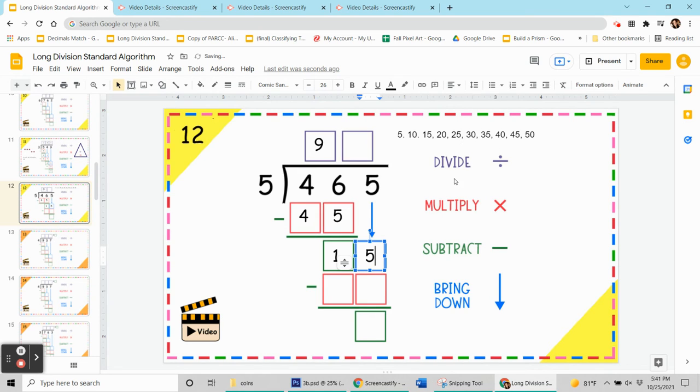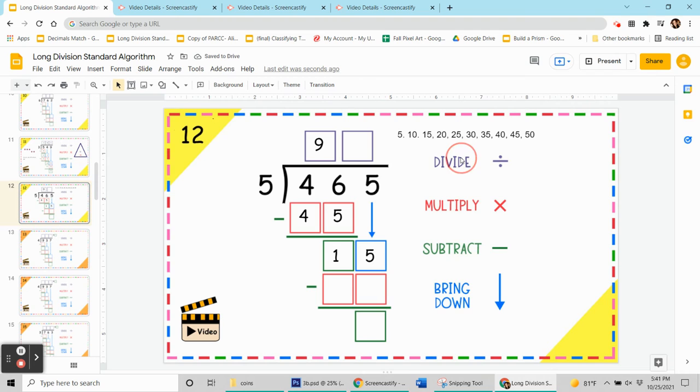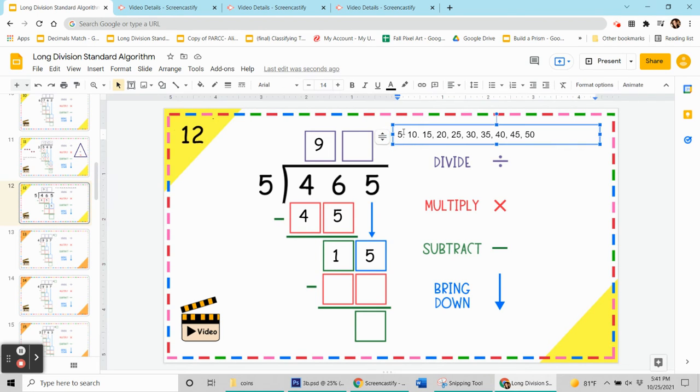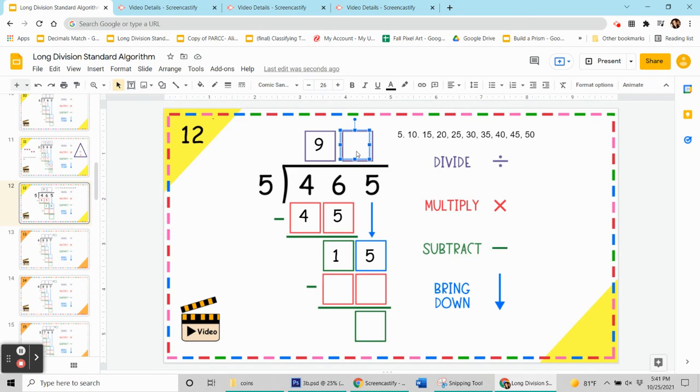So next step is to divide. And we're saying how many times does 5 fit into 15? Or what is 15 divided by 5? Or how many times can you skip count 5 in order to hit or get close to 15 without going over? So look up here, 5, 10, 15, 3 times. So 5 goes into 15 3 times. 15 divided by 5 is 3.